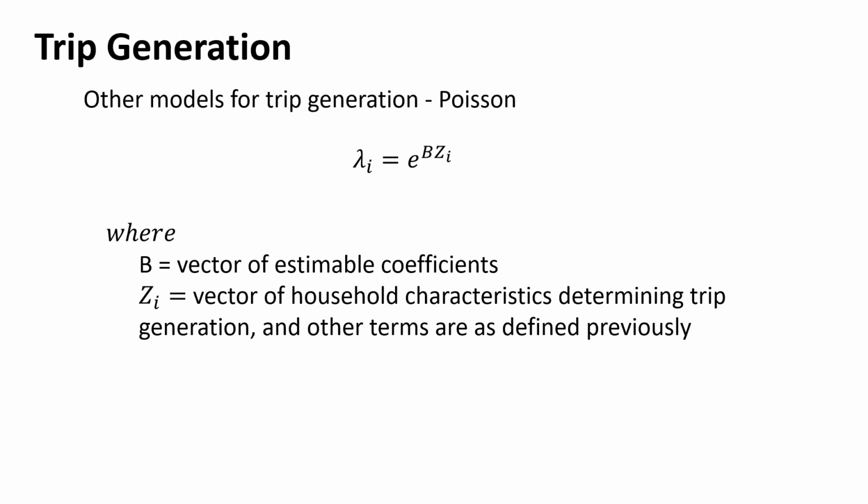How many people live in the household, how many cars they own, what's their income, and there may be other things that are significant that we throw into that. You're going to see here we define that and then use it. Lambda is our expected value or our average value. This is the number we would expect from a household given certain characteristics, B and Z, which we're going to define here in a second.